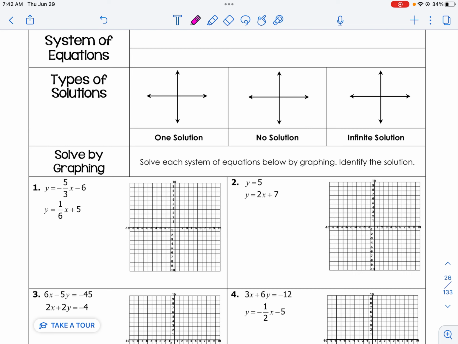I asked everyone to work on their own on this because it's sort of a summary of everything we've been doing, getting something in slope-intercept form and graphing, or using x and y intercepts to be able to graph. And when we solve by graphing, we're actually finding the points of intersection. So identify the solution means identify the xy point that they have in common.